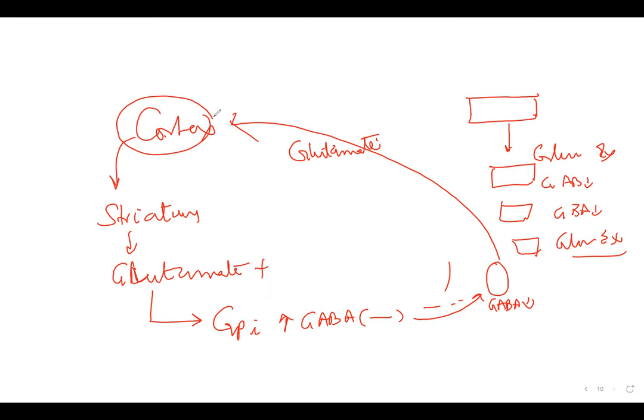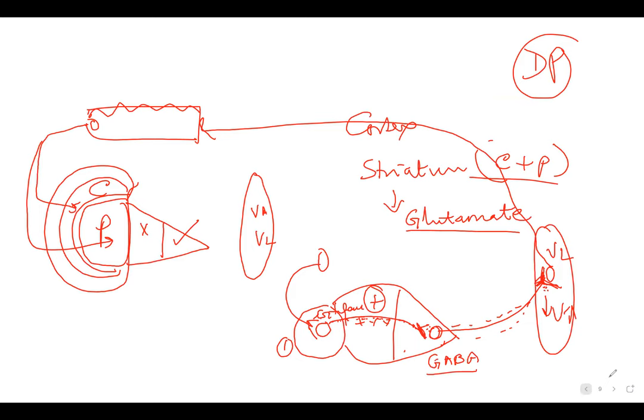Again, I'm telling, in the direct pathway, what are all the things that are involved? Cortex, striatum. Striatum is caudate nucleus plus putamen. Globus pallidus interna. VL and VA nucleus of the thalamus, which sends the input to the cortex. The first neurotransmitter from the cortex to the striatum, which includes caudate plus putamen, is glutamate, which is excitatory. It excites the next order neuron. Excites means it produces an action potential in that neuron. That neuron is excited, and the end result is it secretes GABA.